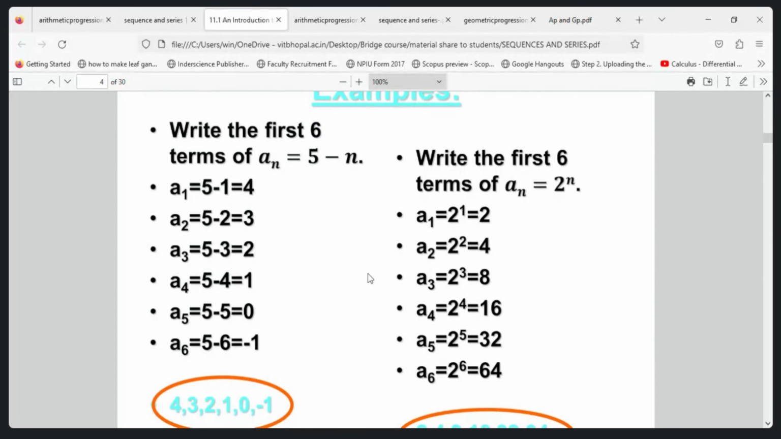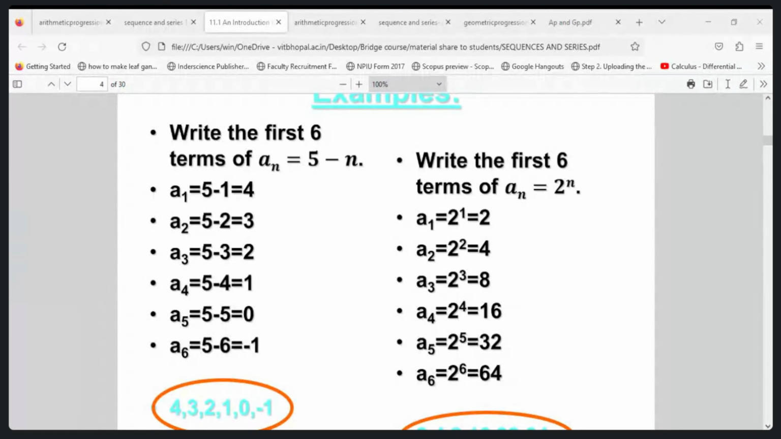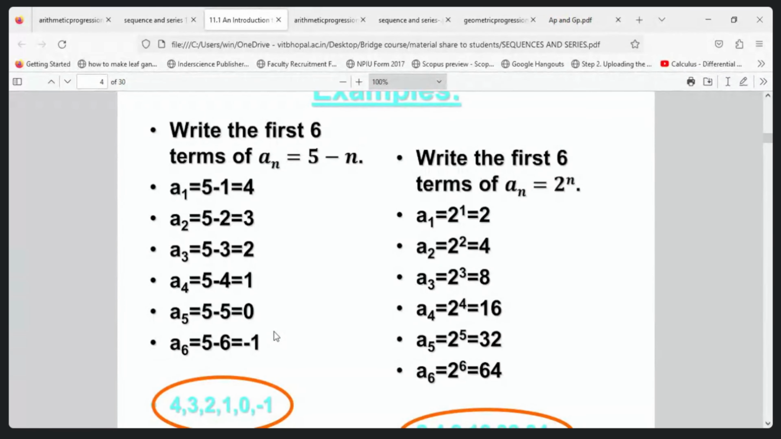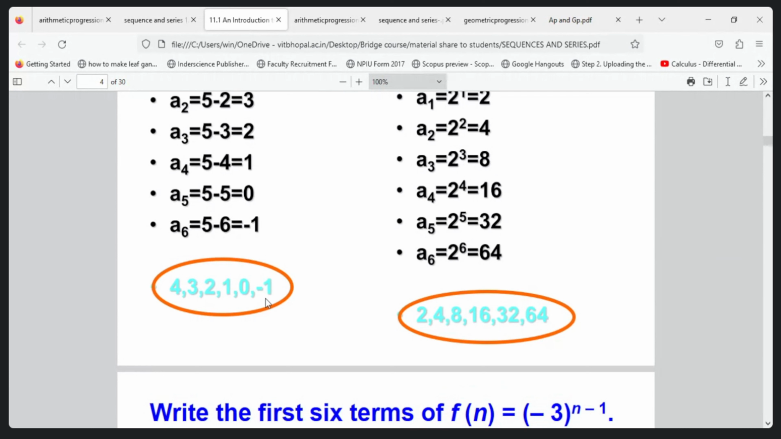Write the first 6 terms of an is equal to 5 minus n. That means we want to write a sequence which has 6 terms. So we put n equal to 1. When we put n equal to 1 here, you get 4, then 3, then 2, 1, 0, and minus 1. So what is the sequence for this function?